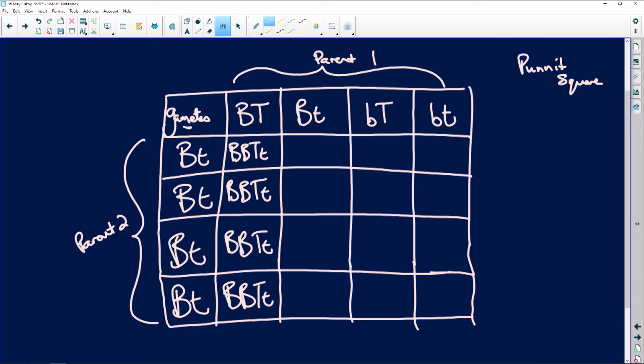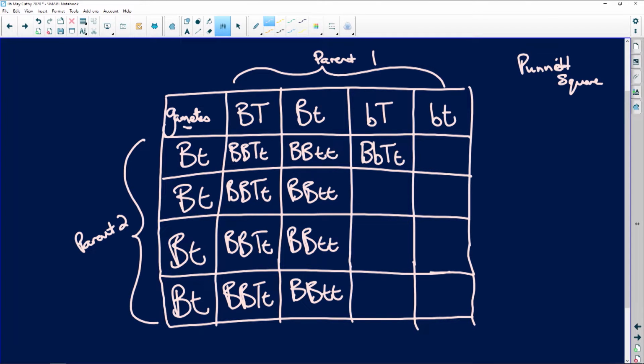Okay, so we've got our Punnett square here. Punnett with an E and a double T, there we go. We've got capital B, small b, capital T, and then two small t's.